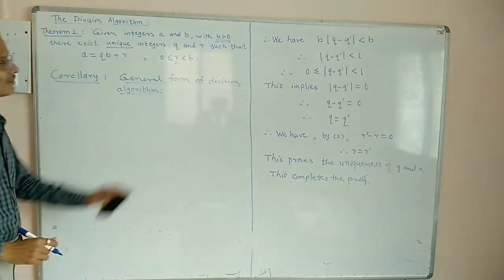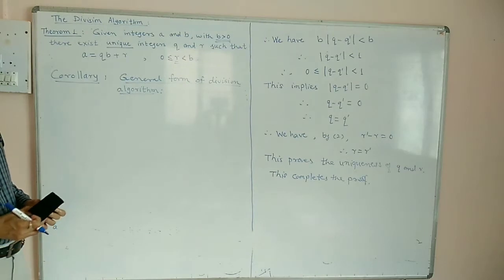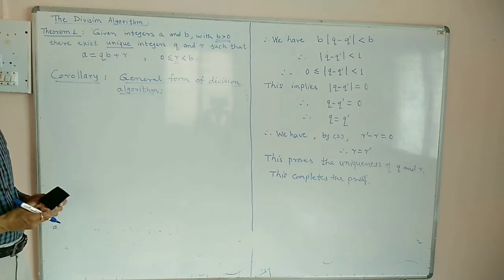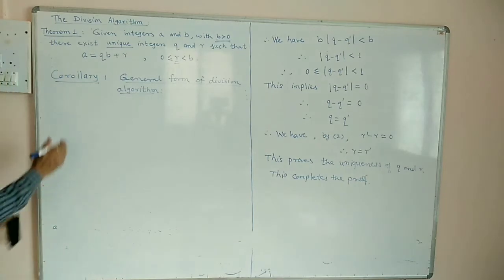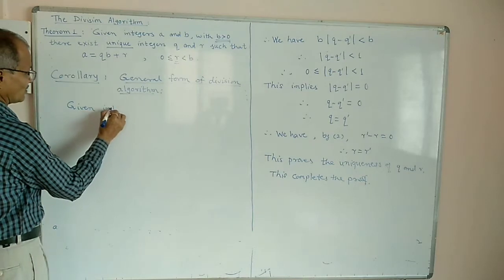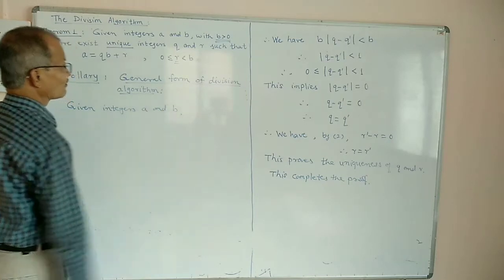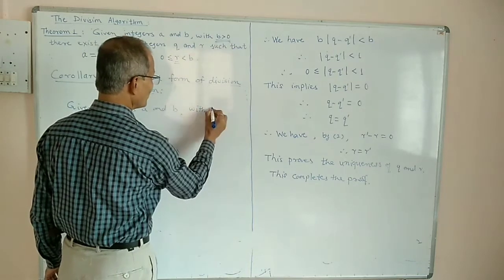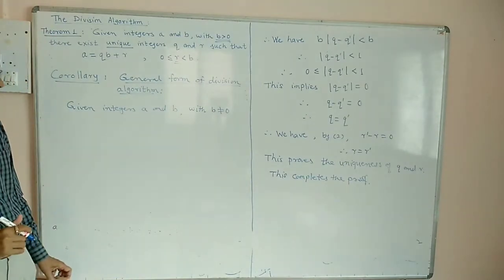Now, what is the general form? The only condition is b is not equal to 0. That is necessary. We are dividing a by b, and we can't divide by 0. So b must not be 0. B may be positive or negative. So the form is: given integers a and b with, now this condition we shall change, b not equal to 0. Not equal to 0 means it may be positive or negative.